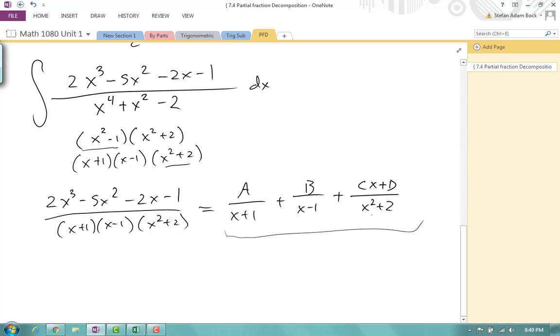The third one could be several things. What I would do personally is split off the cx and the d into two separate fractions. So I have cx over x squared plus 2 plus d over x squared plus 2. One of those will be u substitution, and the other one is going to turn into some multiple of arctangent. So without even doing a whole bunch of work, I already know what my integrals are going to look like at the end of this problem, even though I had something practically random at the beginning.